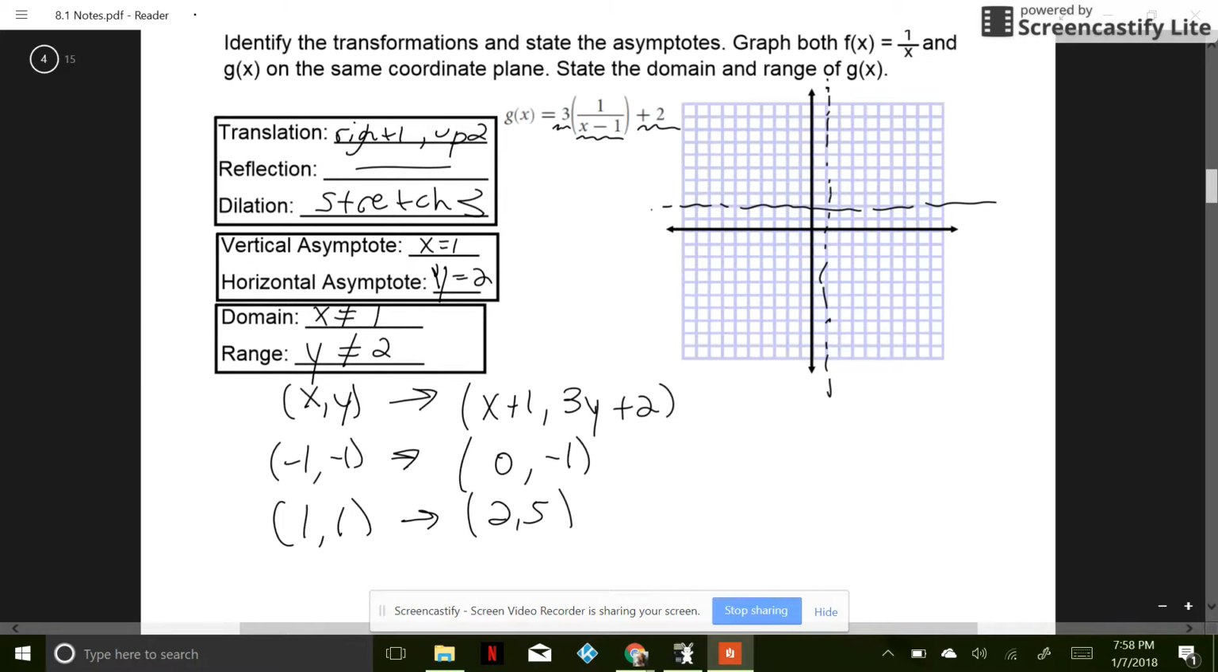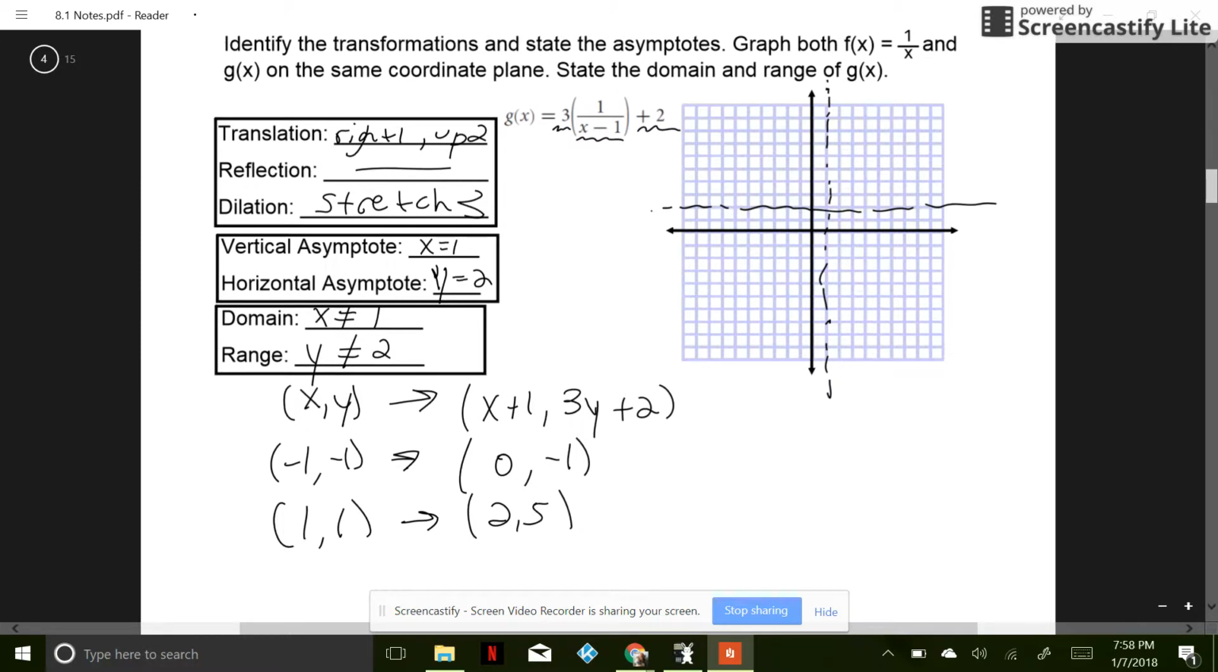So now we can graph those points, 0, -1, 2, 5. It's up here. And then just graph the basic shape of our function. So it's going to look something like that.